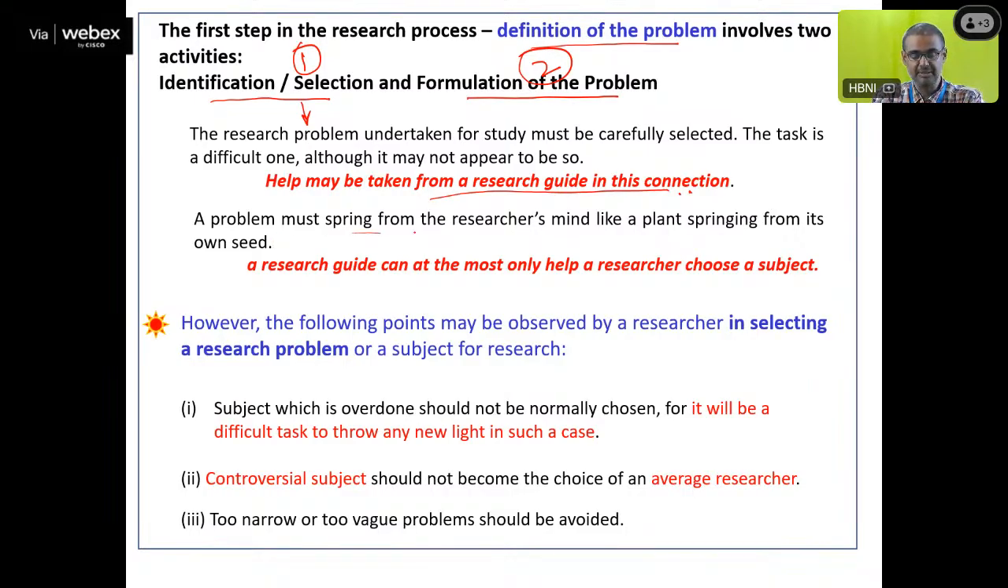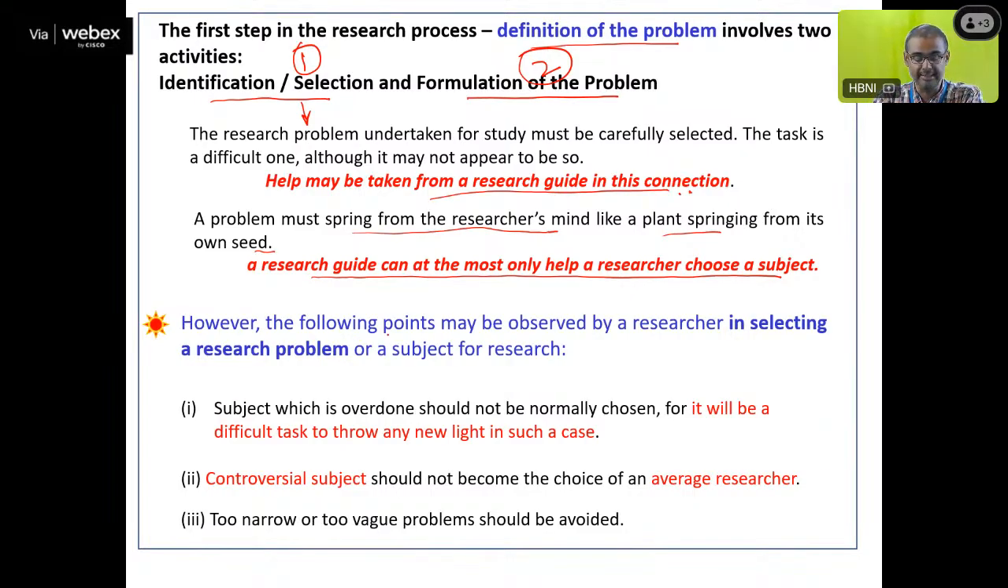A problem must spring from the researcher's mind like a plant springing from its own seed. Your mind is always thinking on the research which you want to do. Similarly, as the plant comes out from the seed, they are giving an analogy that the problem must spring from the researcher's mind. A research guide can at most only help a researcher choose a subject, but it is the researcher whose thought process is very important for selecting the problem.